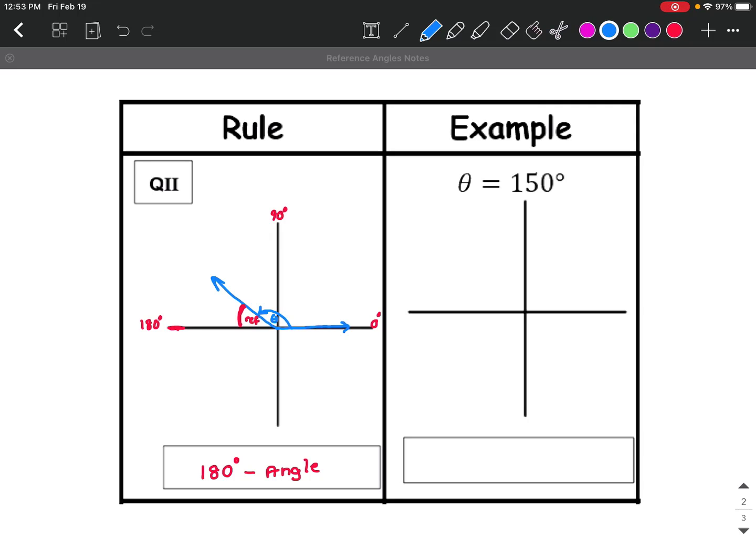So let's try an example. So we have 150 degrees. So we rotated 150 degrees in the positive direction, and we know that this is 180 degrees. How far do we have to go to get there? Well, we would do 180 degrees minus 150 degrees, and our reference angle is 30 degrees. That's it.